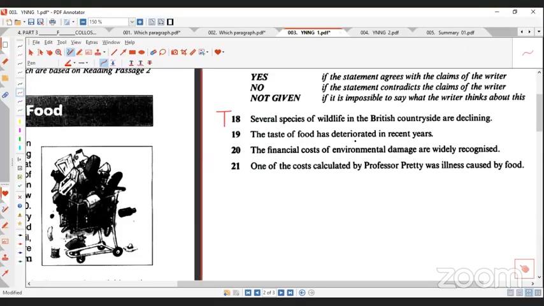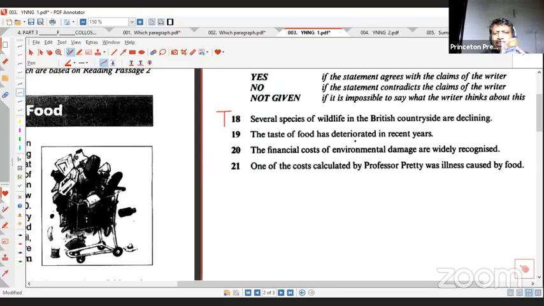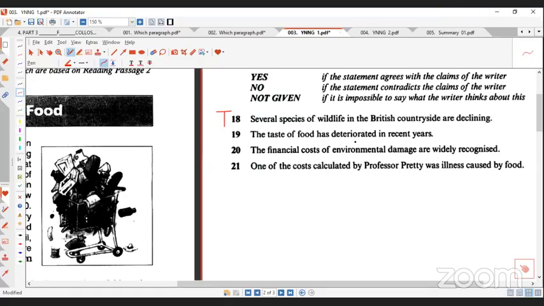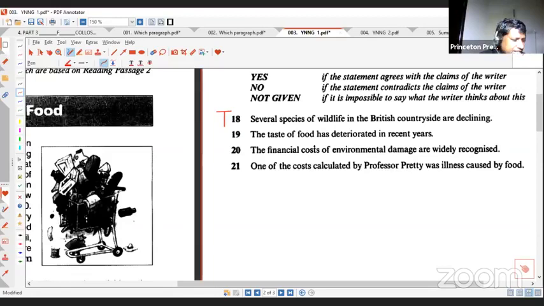The taste of food has deteriorated in recent years. Did they mention anything like that? No, not given. I don't think so. It's not mentioned. So I think they mentioned other cases, but not the food. The taste.